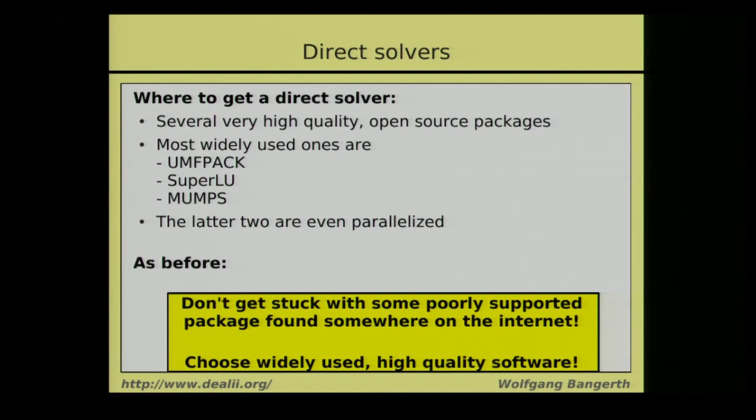So for direct solvers, there are a number of high-quality open-source packages. There's, of course, a million packages out there on the internet that you can download, but there's a number of high-quality ones. The most widely used ones are called UMFPACK, SuperLU, and MUMPS. The latter two are even parallelized, so you can use them on relatively large problems, certainly on tens of millions, hundreds of millions of unknowns if you have sufficiently many computers around.